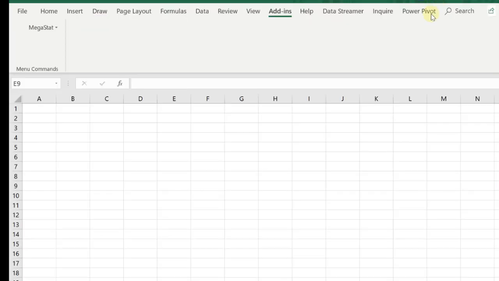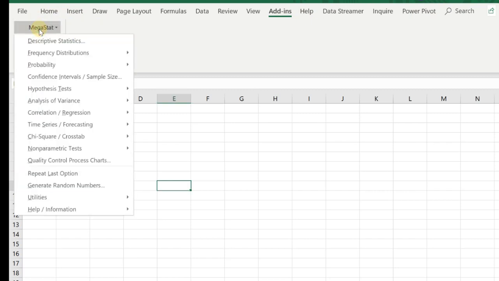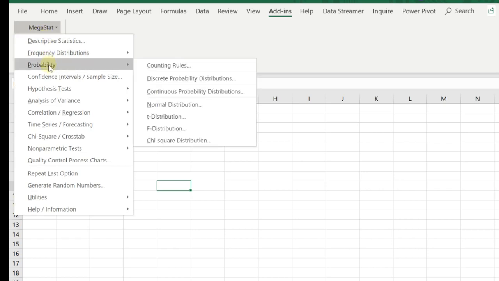Alright, so now I have Megastat in front of me. I've already loaded the add-ins, and we know where to find it. So when I go to add-ins and I look at Megastat here, let me click on Megastat. So we want to find the area under normal distribution. So we're going down to probability. And then there are two ways you can go to normal distribution.